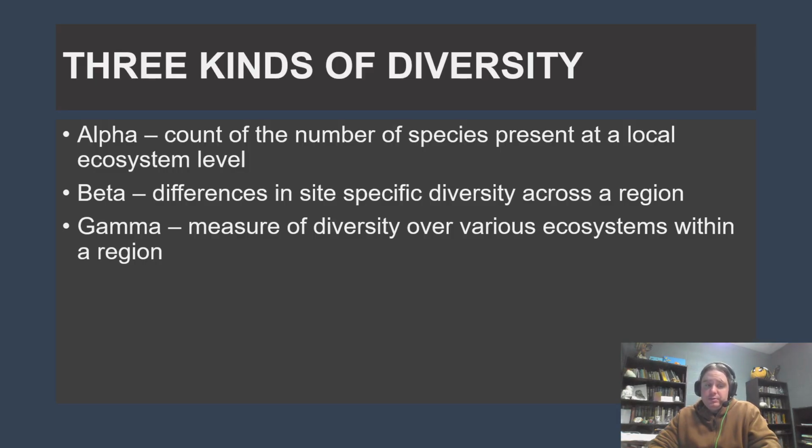Gamma diversity is much like alpha diversity, but it's at the regional level. So if we took all of the species from all the grassland sites and all of the forest sites and added them together and made one big species list or inventory, that would be the gamma diversity for that region.